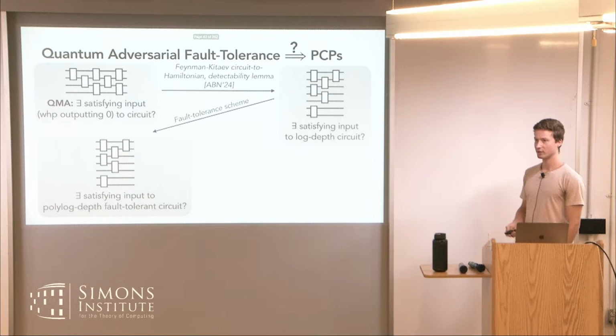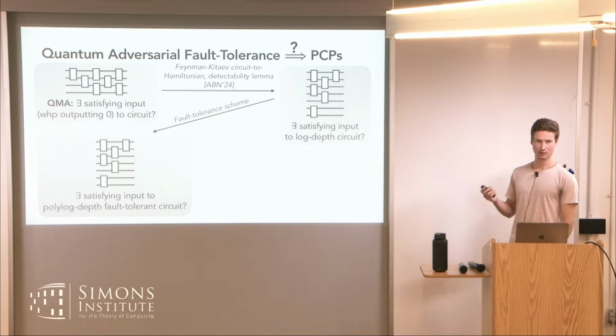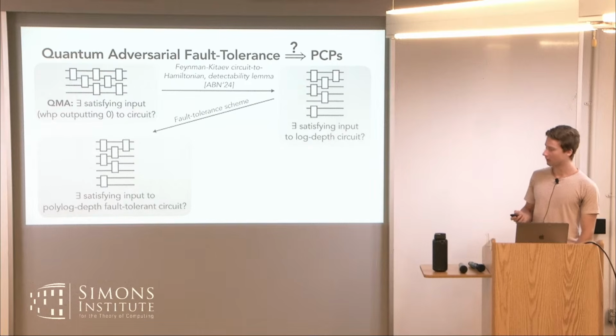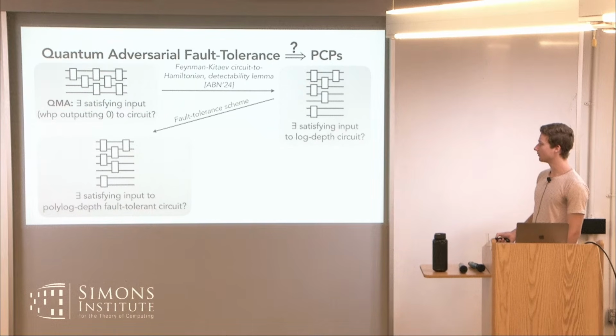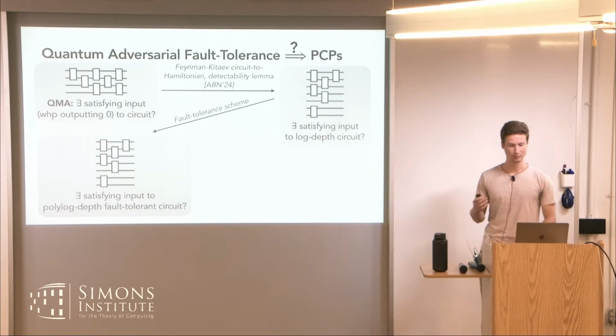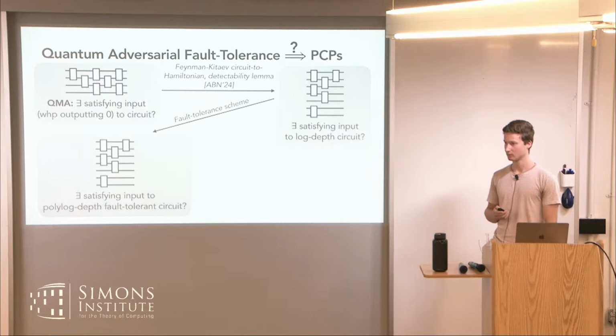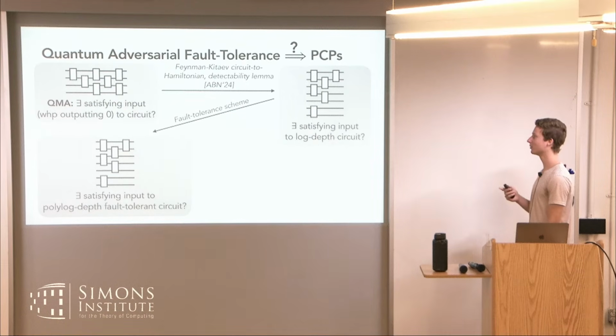The second step, we again run our fault tolerance scheme. So now we need a quantum fault tolerance scheme, and now we have this quantum fault tolerance circuit. I should say, the quantum fault tolerance scheme I mentioned has subpolynomial depth, so in that case this would be a subpolynomial depth circuit. And it should be robust to adversarial noise.